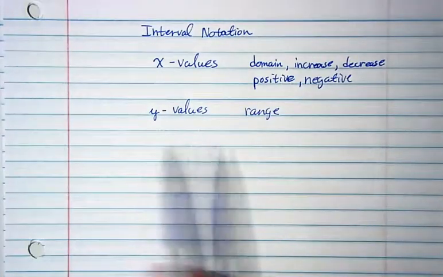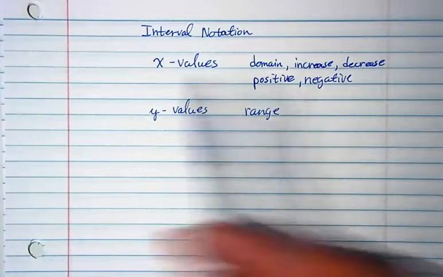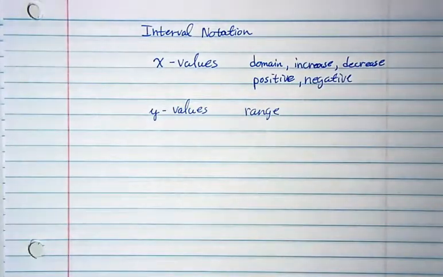So looking at our y values, going from bottom to top, lowest numbers to highest numbers for y's, x's from left to right, the smallest to the largest. That's going to be dealing with our interval notation.